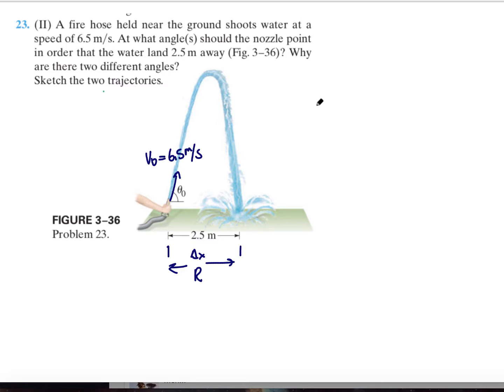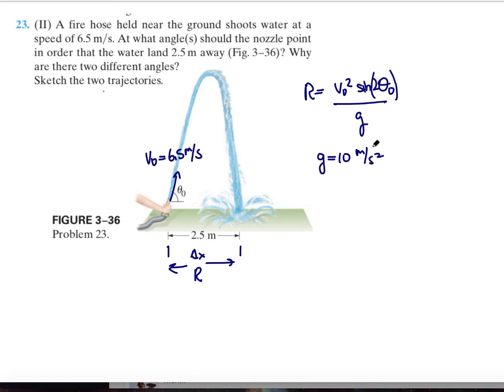So my range equation is V naught squared times the sine of 2 times theta naught, make sure we have that in parentheses, over g. Quick reminder that g is actually just the value, not negative. So it's not going to be negative in this case. It's only negative when I need an acceleration. So g by itself is not necessarily the direction that I want.